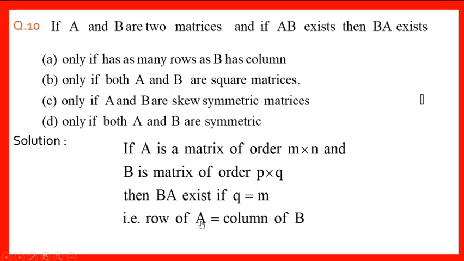So the number of rows of A, that is M, is equal to the columns of B. That is given in option number A. Here it should be A, right? If A has as many rows as B has columns, right? So option A is the correct one.